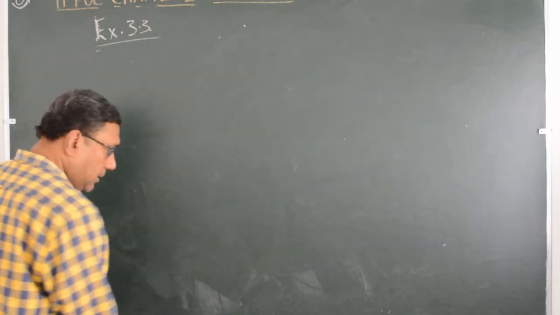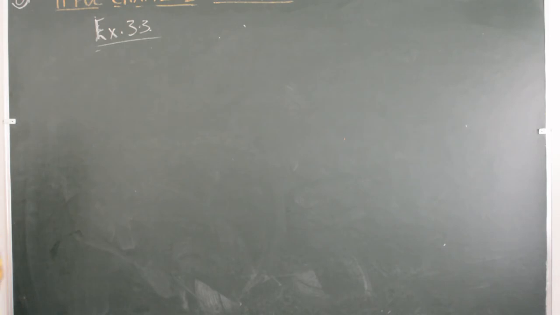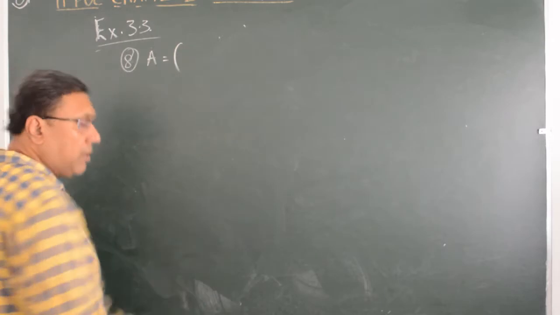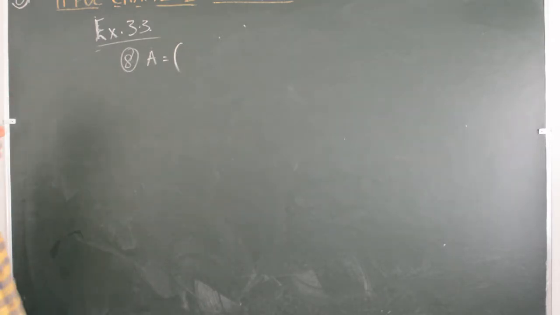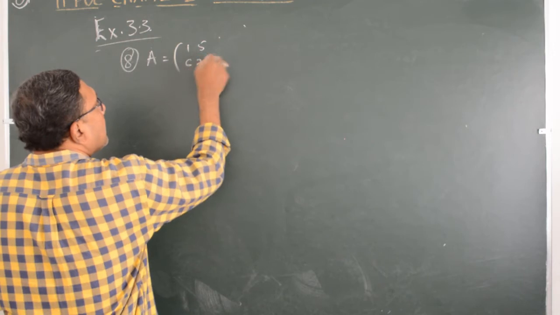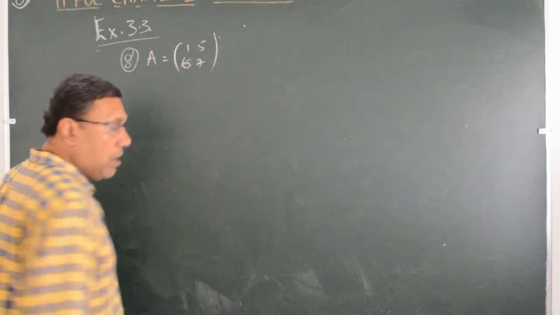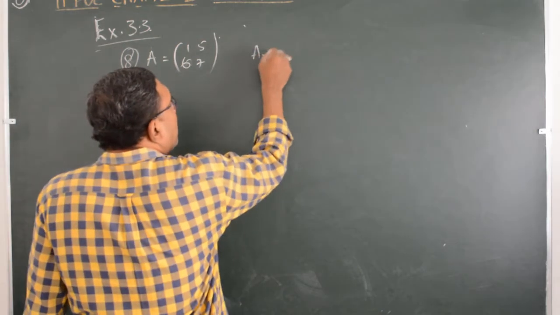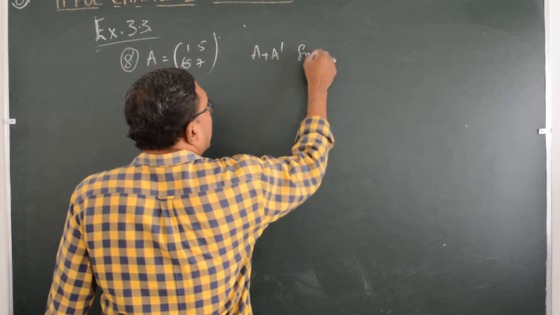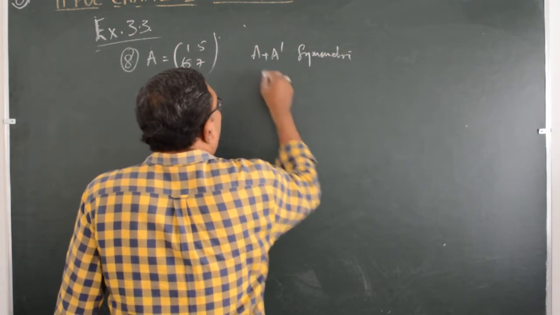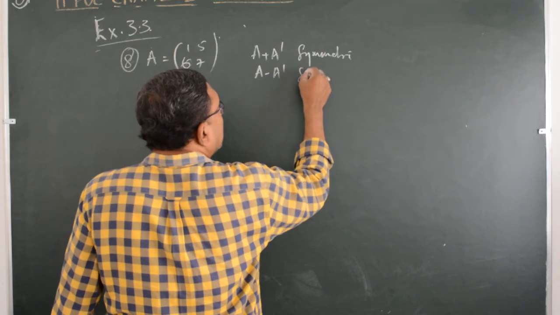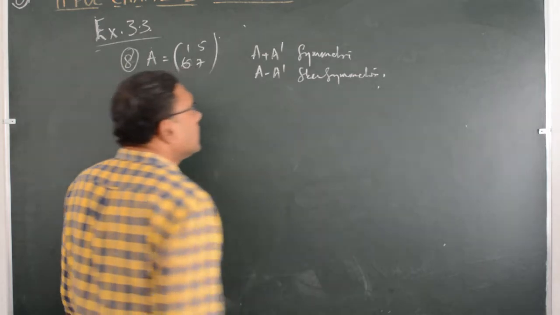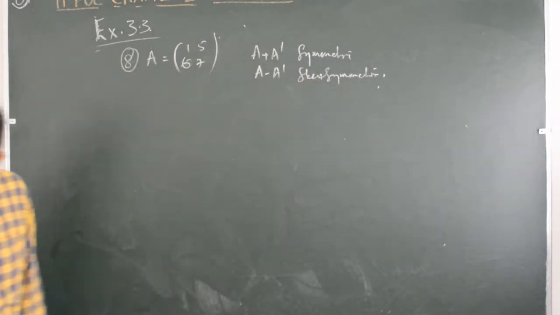Let us take the next problem. Take problem number 8. Again, we have 8 problems. A matrix is given of order 2 by 2: 1, 5; 6, 7. All we need to do is show that A plus A dash is symmetric and A minus A dash is skew symmetric.